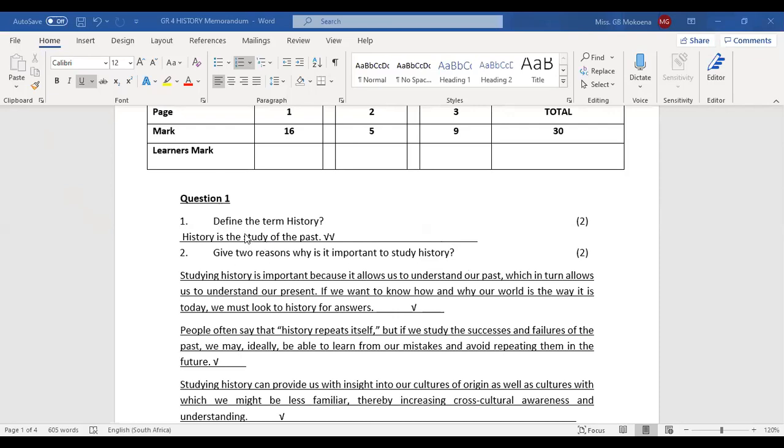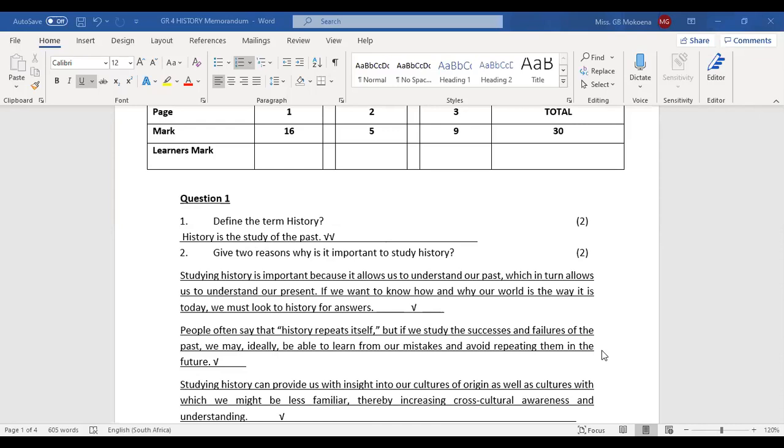Question 1 says, define the term history. I said history is the study of the past. I know that you didn't write the same answers as me, so you tell me your different versions of the answer.